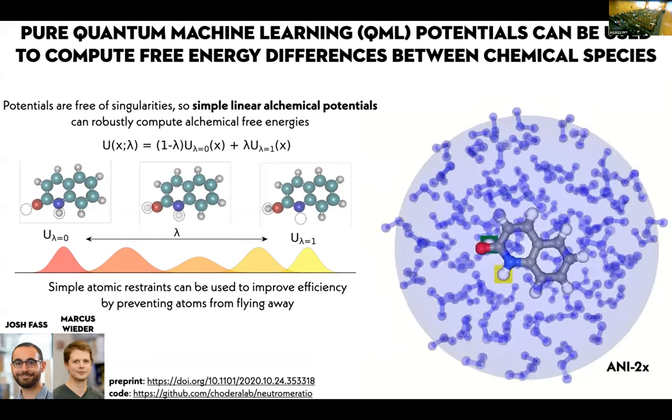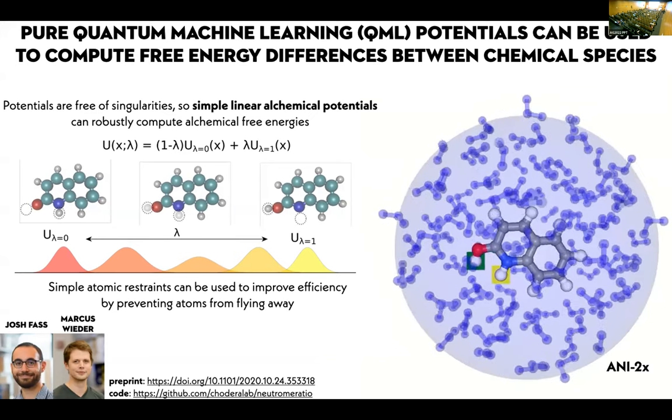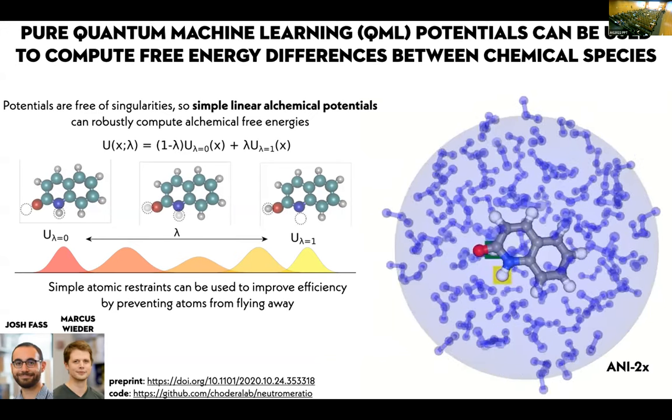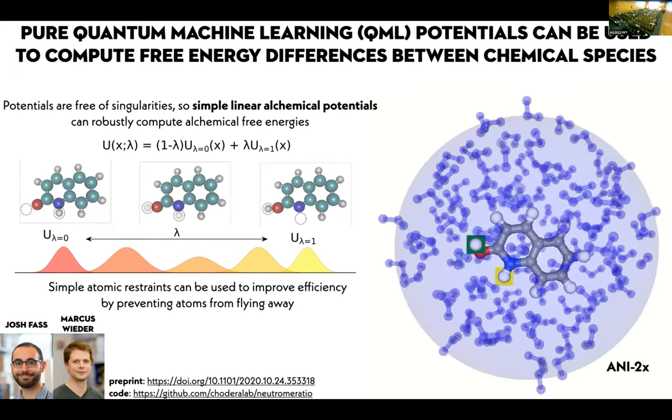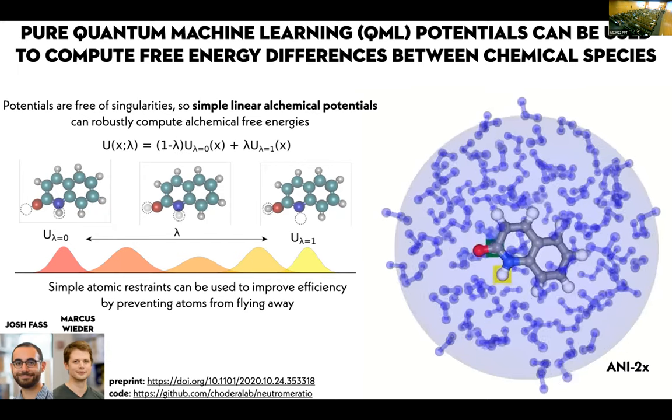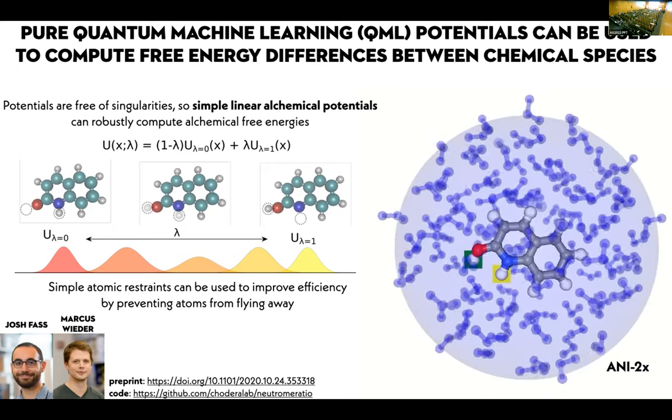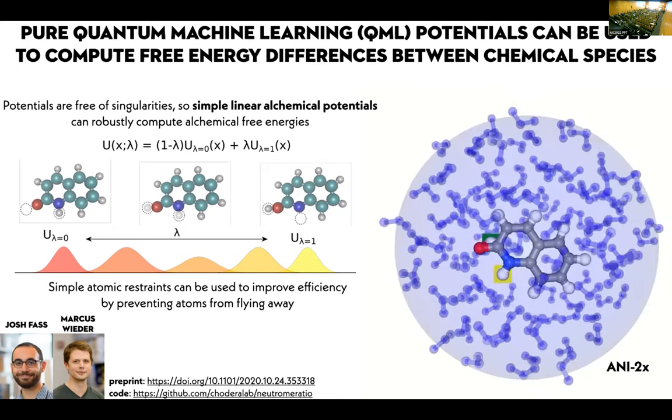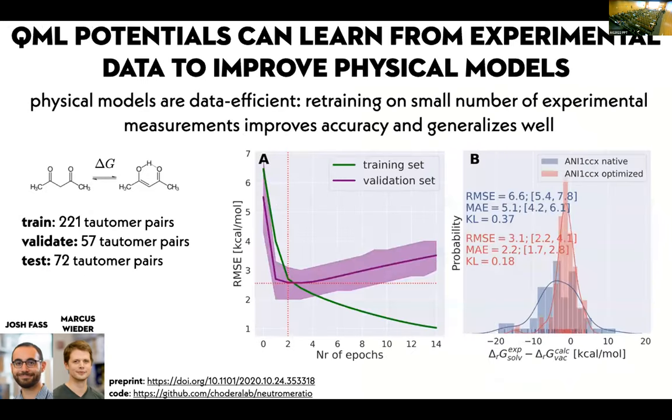So it turns out, because they're free of singularities, you can go back to the old days, the 1980s, and actually do linear mixing of your two end-state Hamiltonians, and it works just fine. You just need some restraints to prevent your ligand, your atoms, from drifting away when they become dummy atoms. And it turns out these original ANI models were not intended for liquid phase simulation. Olis has done a lot better with the recent ones with tautomer energies as well.